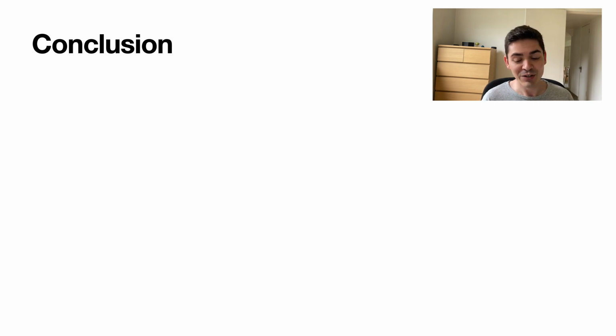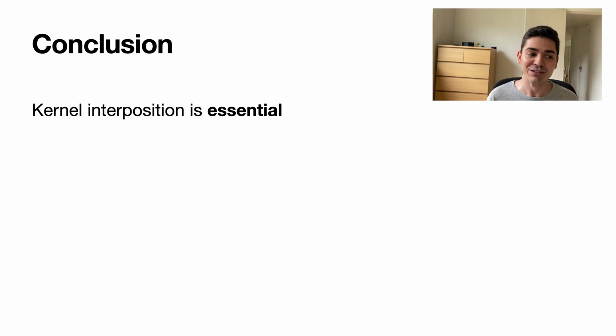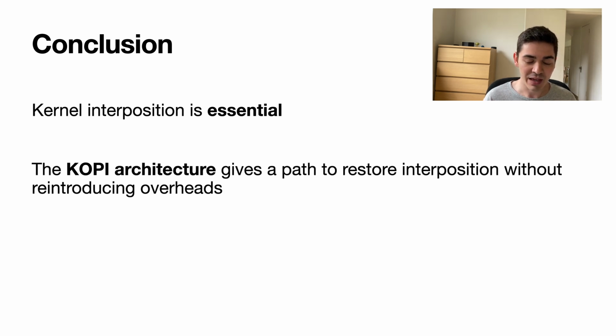Alright, so to conclude, I hope that I have convinced you that kernel interposition is essential. And the KOPI architecture really gives a path to restore kernel interposition without reintroducing overheads.